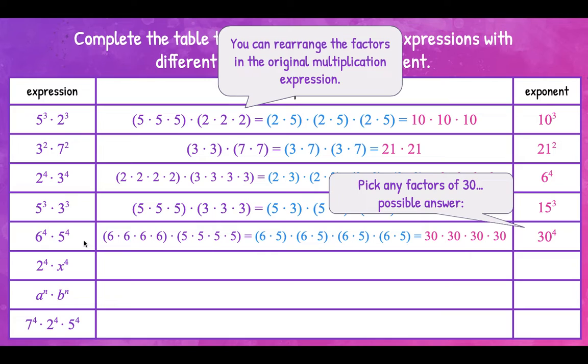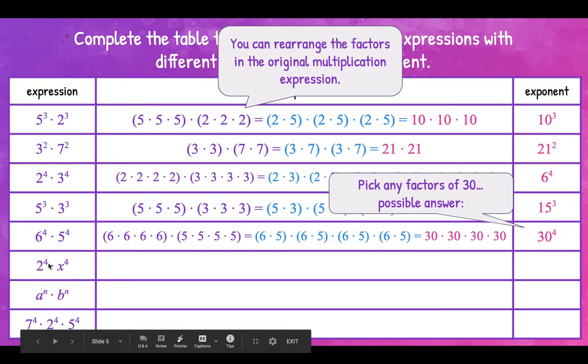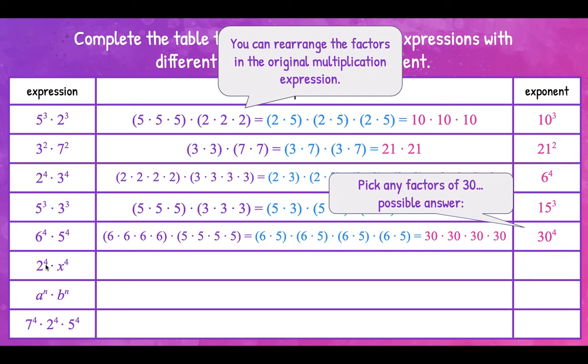All right, so this one we're using one with a variable. We're going to treat it the same way. This is 2 to the 4th power times x to the 4th power. So if we're going to write these out, it would be 2 times 2 times 2 times 2. So 2 times itself 4 times, and then it's going to be x times itself 4 times. So that's what this would look like.